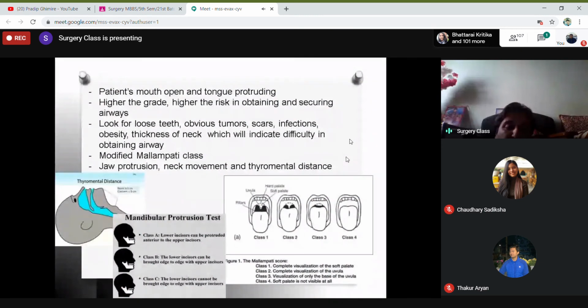I have already shown you the Mallampati score. So remember this Mallampati one.